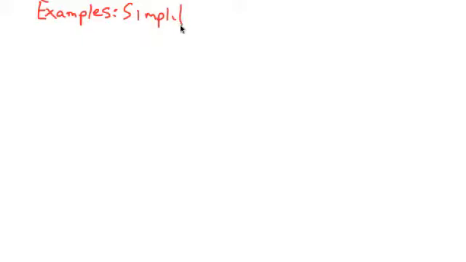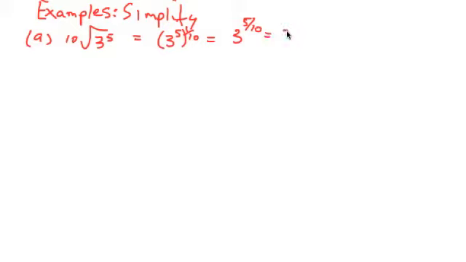So let's simplify. Let's suppose I have the 10th root of the square root of 3 to the 5. We know that the 10th root will in fact be the 1/10 power, so this will be 3 to the 5 to the 1/10. Now we use our exponent rules. This will be 3 to the 5/10, which is of course 3 to the half, which of course is the square root of 3. Okay.